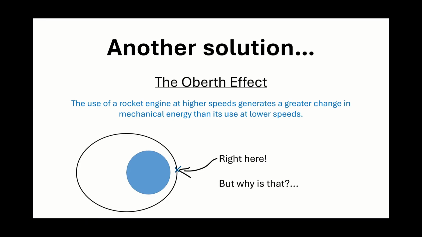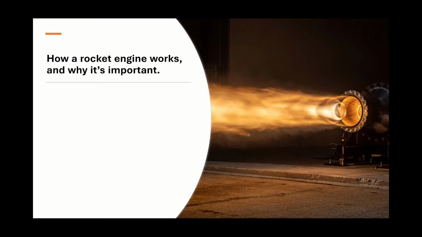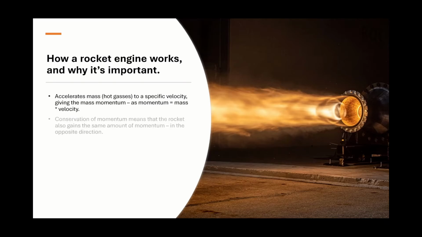But why is that? Well, we need to take a quick detour onto how a rocket engine works. And why is this important? A rocket engine accelerates mass in the form of hot gases to a specific velocity, and this gives the mass momentum. Momentum equals mass times velocity, so therefore we give hot gases momentum. Now, the conservation of momentum means that a rocket also gains the same amount of momentum in the opposite direction.